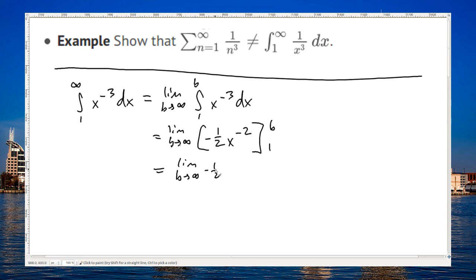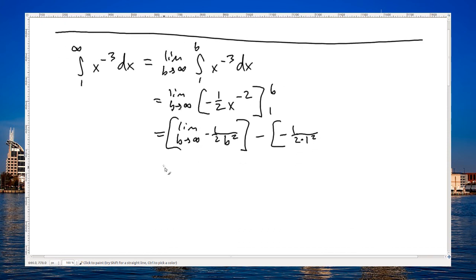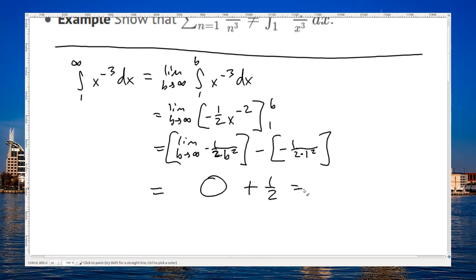x to the negative 2, that's the same as putting it on the bottom. And then plug in the bottom, minus the negative 1/2 over 1 times 1 squared. And what does that leave us with? I've got negative 1/2, b to the negative 2 is b squared on the bottom, but that's going to infinity. We've got a fraction whose denominator is limiting to infinity, so that vanishes to nothing. Over here on the right, negative, negative becomes positive, 1 over 2. So there's the value of the integral.